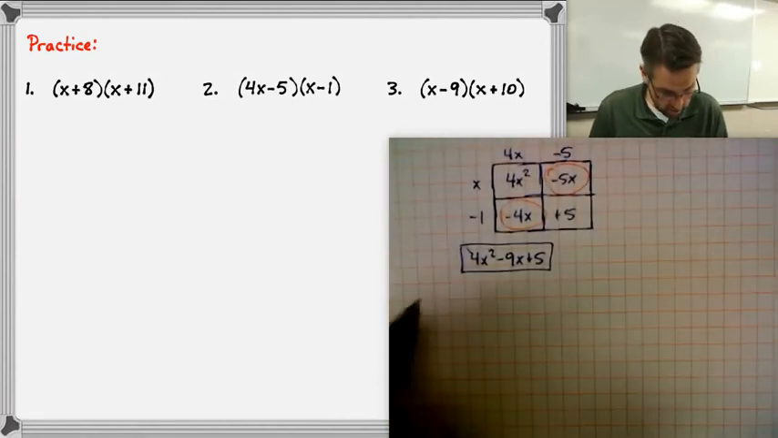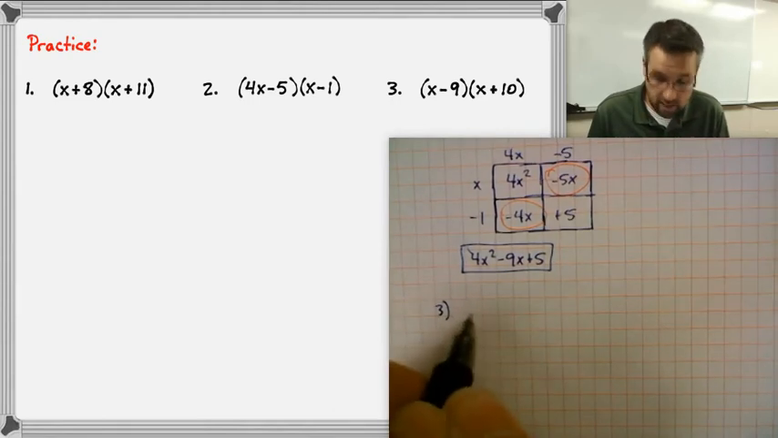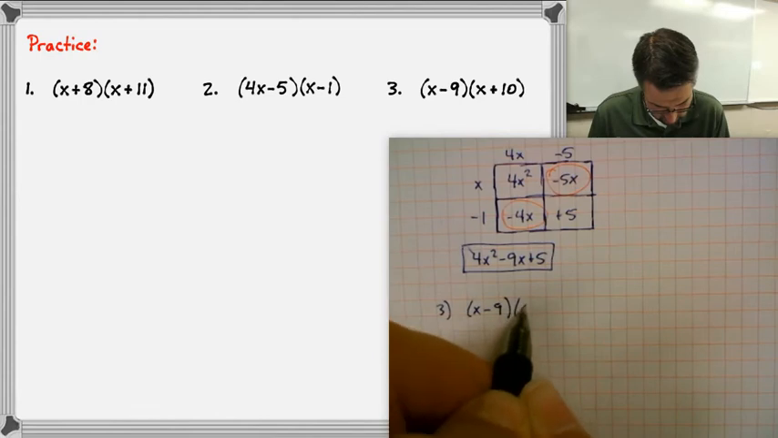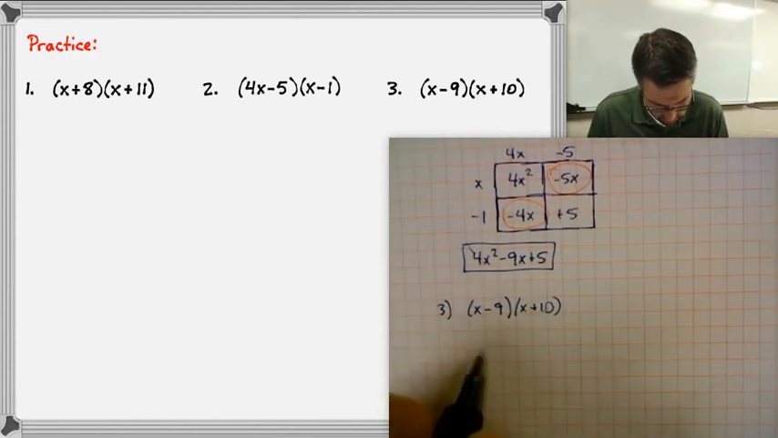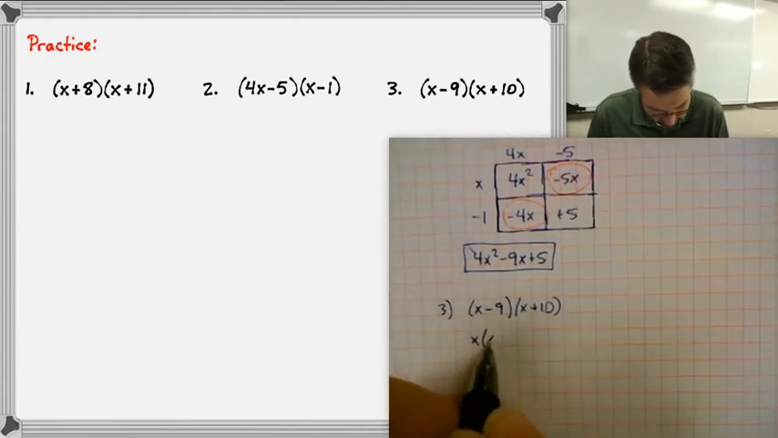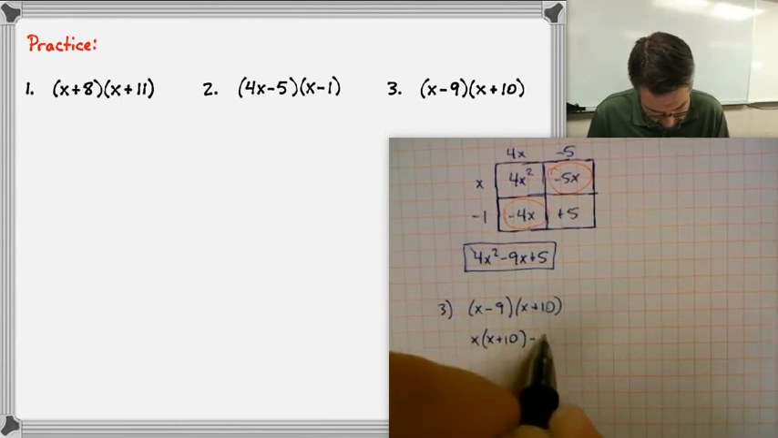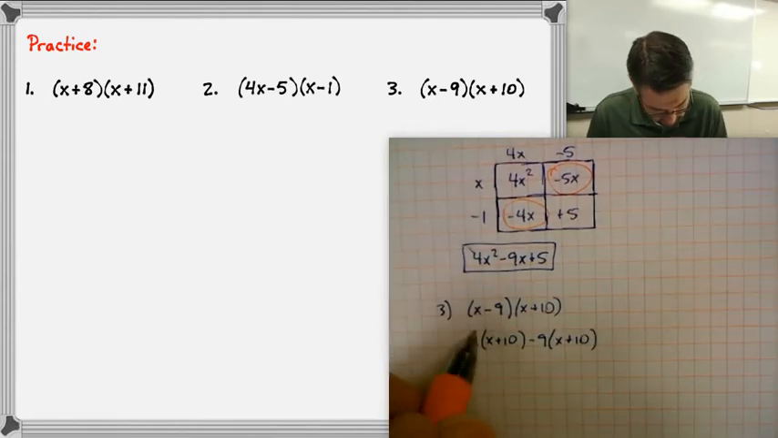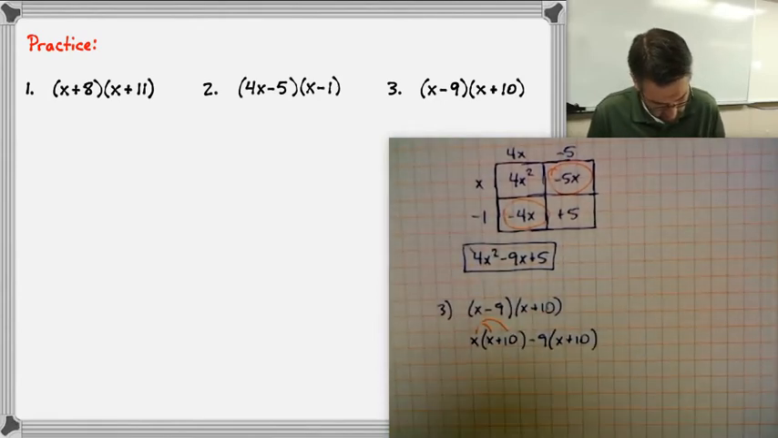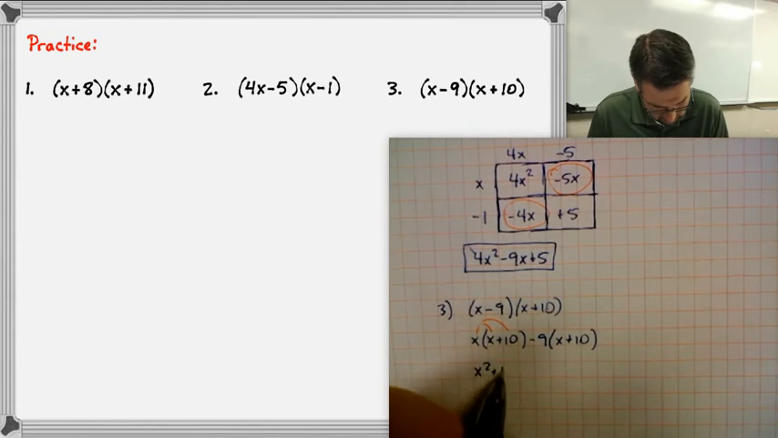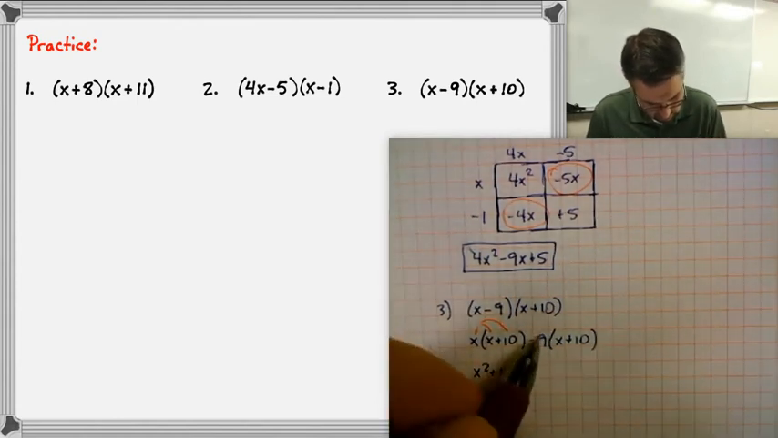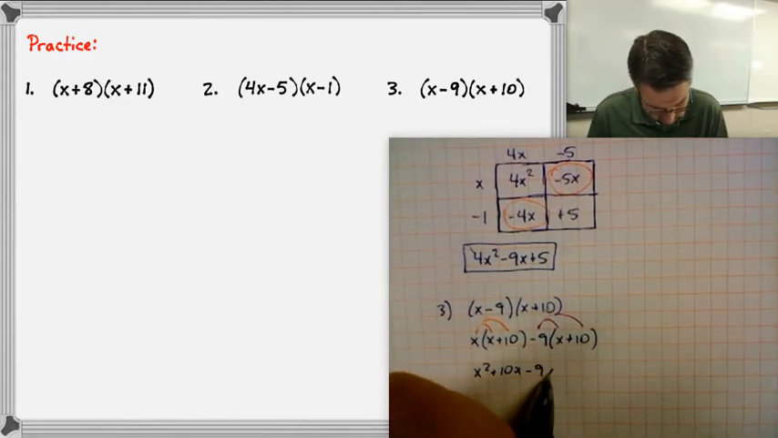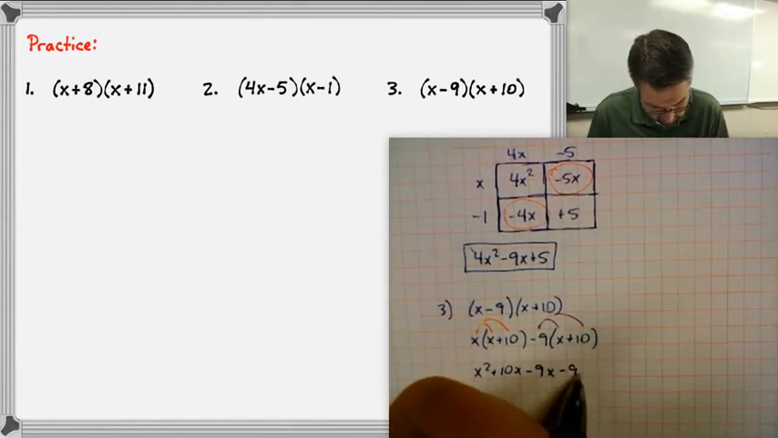So for number 3, I'm going to go ahead and do it like the goal, really what we want to have happen. So we're going to rewrite this as x times x plus 10 minus 9 times x plus 10. And then we'll distribute that. So x times x and x times 10, we end up with x squared plus 10x. And then we'll distribute the other one, the negative 9. So negative 9 times x is negative 9x, and negative 9 times 10 is negative 90.